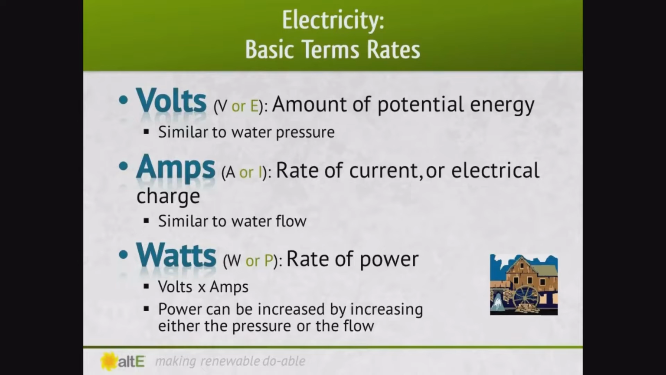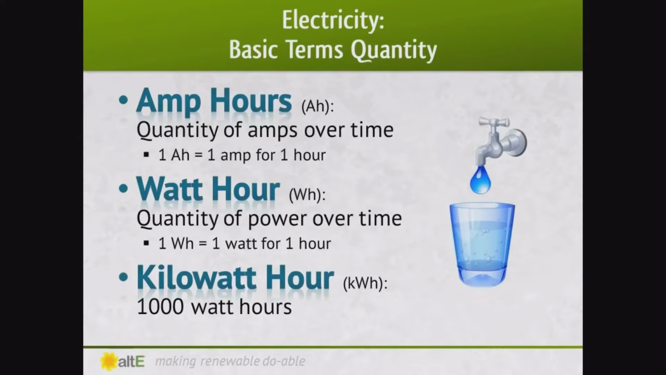Watts, abbreviated W or P for power, is the rate of power. It's how fast a device is using or making power. Watts equals volts times amps. Watts can be increased by increasing either the voltage or the amps, like the amount of power a water turbine creates can be increased by increasing the water flow or the water pressure. Now that we've covered rates, let's move on to quantities.